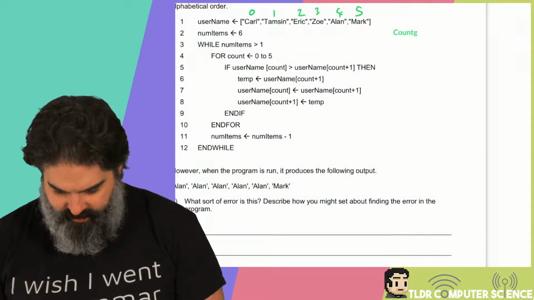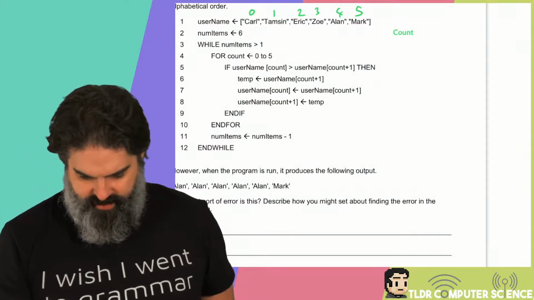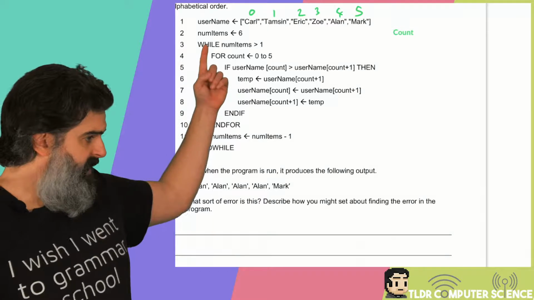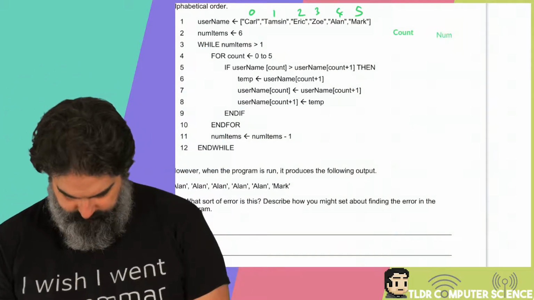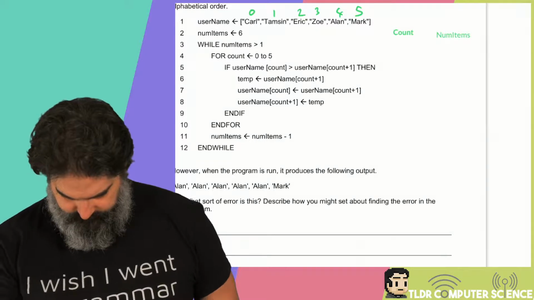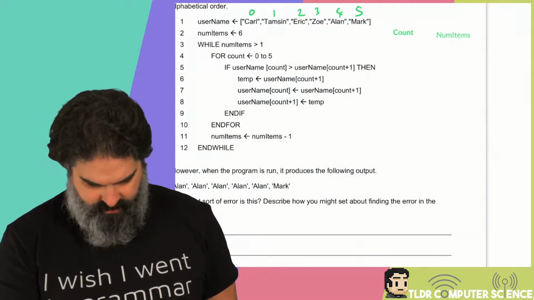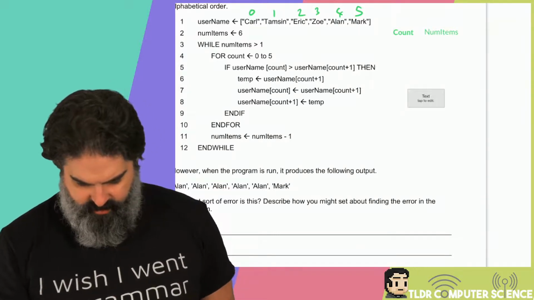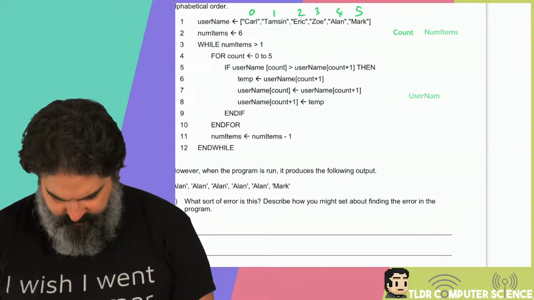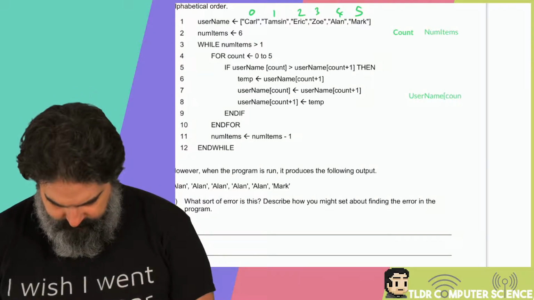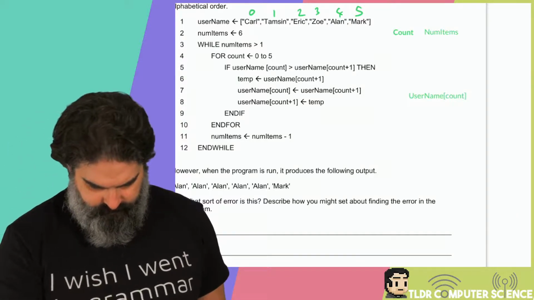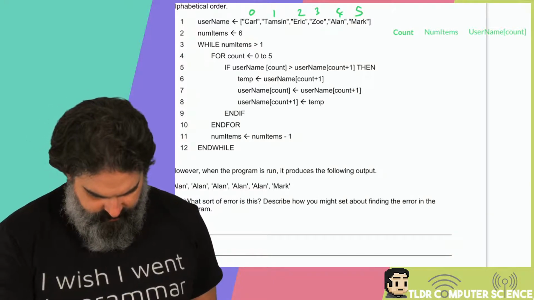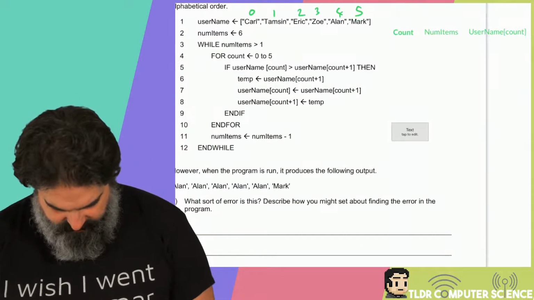So we need to keep track of the key variables. We've got count. What else do we got? Count is one. Number of items. There you go. That's another key variable. So the trace table, we need to trace all the key variables. And then we could say username, count, put that here, and then we'll do, oh no, there's actually quite a few variables here. Temp.